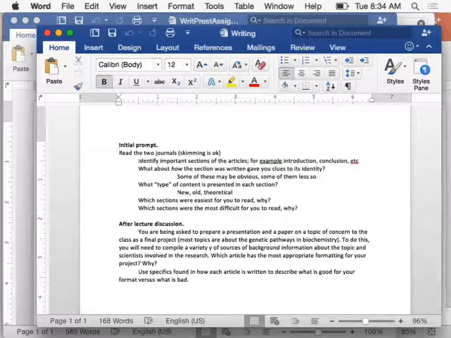Okay? Introductions, conclusions, what else might we find in an article? Results, methods. Anybody find anything else? Experiments. Okay. What the actual experiments were, which kind of gets at the methods and the results. Maybe a discussion of those results. Okay. An abstract, something to lead you into the paper.